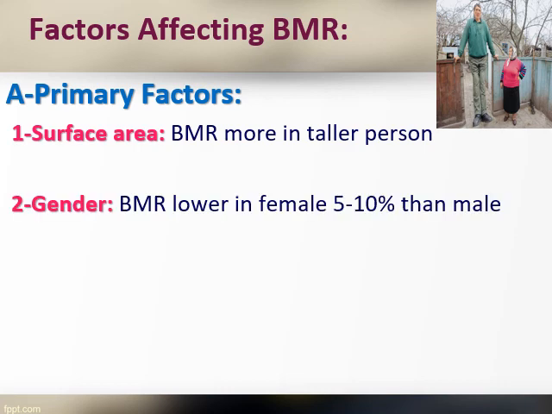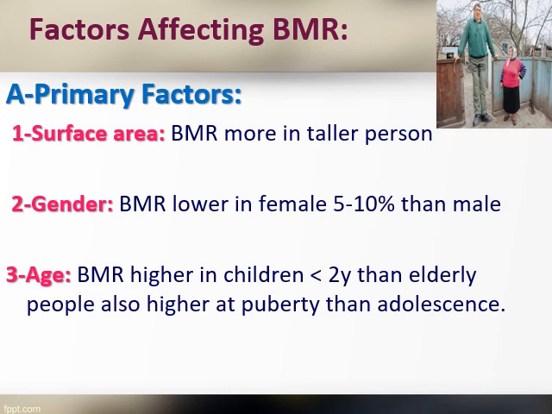The second factor is the gender. The basal metabolic rate is lower in females by 5 to 10% than males of the same weight and height. The third factor is the age. Basal metabolic rate is higher in children less than 2 years old than in adults because more energy is required for rapid growth. Also, it is higher at puberty than adolescence, and the basal metabolic rate decreases by 2% for each decade of life due to fat accumulation.